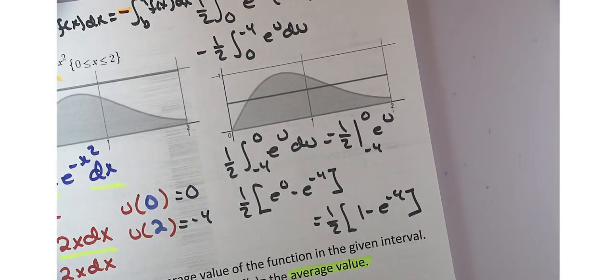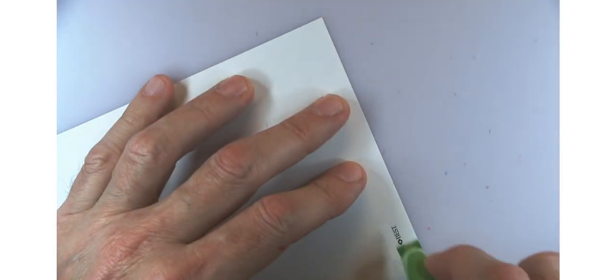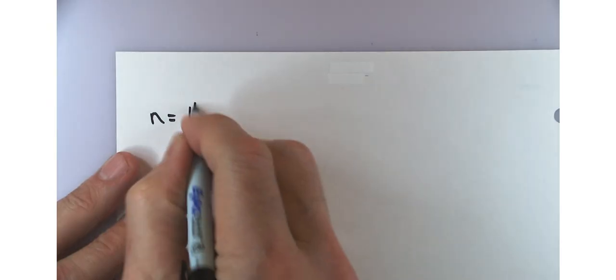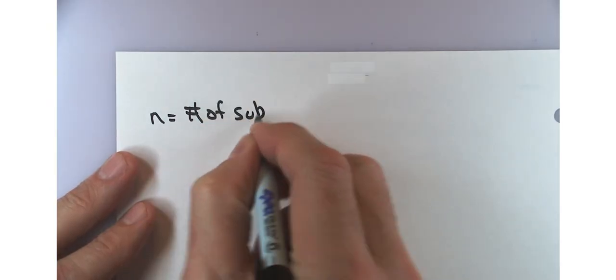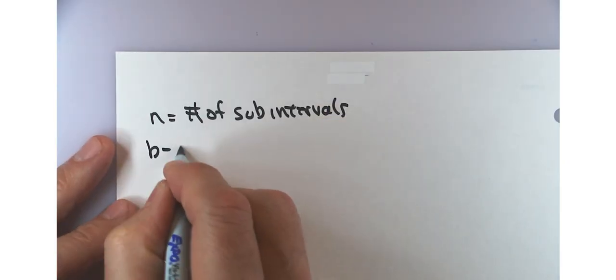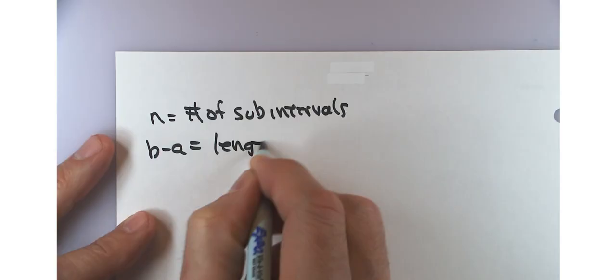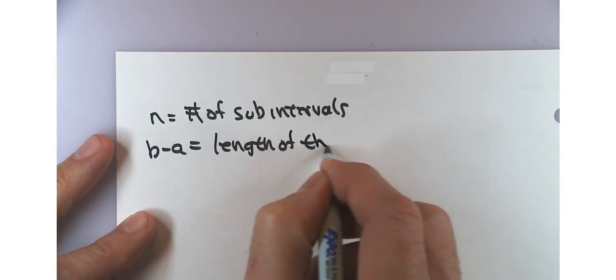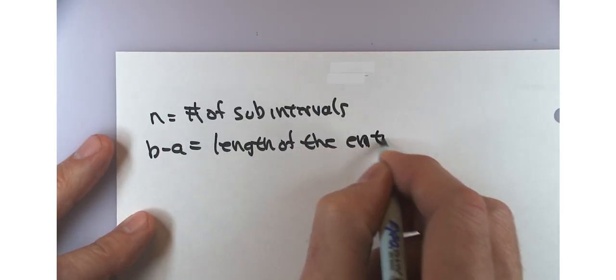So let's run through this. How did you find n again? N is going to be given to you. Thank you. Okay. N will be given to you. It's not something that you're supposed to just inherently know. N represents the number of intervals, or the subintervals. N equals the number of subintervals. B minus A is the length of the entire interval.